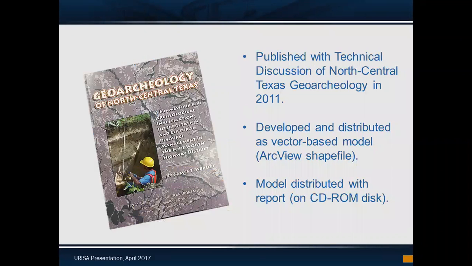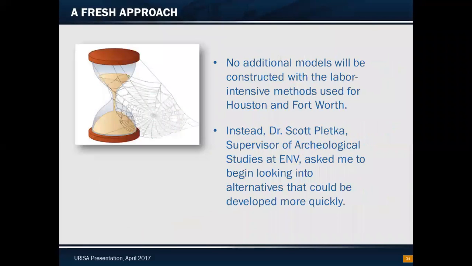This was published after many fits and starts, finally in 2011. It was again distributed as a vector model, but it was available in the back of the report. So that one is out there. When that was released, then I got asked to think about different ways to do it. And of course, the quality of data and the availability of data over 10 years had increased more.